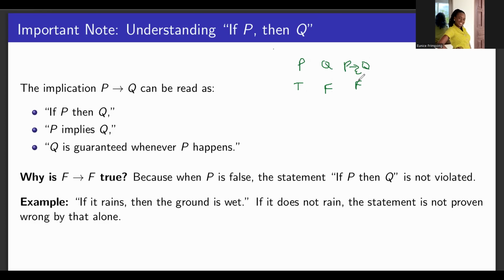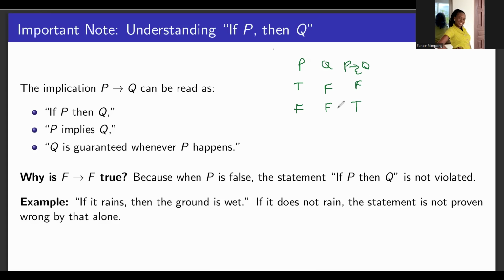It cannot be. But if let's say P is false and Q is false, P did not even happen. So we haven't even violated the statement. Nothing has happened. We have not violated the statement P implies Q. That is why it is still true. It means that this statement is still accurate. It has not been violated because P is false. It means P did not even happen.